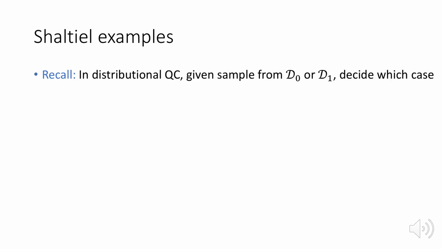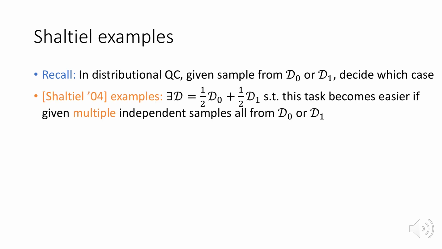To recap from the previous slide, we can think about distributional query complexity as the following task. Given an input sample from either D0 or D1, a deterministic algorithm needs to decide which is the case. It turns out, for some input distributions, this task becomes much easier if we allow query access to multiple independent samples from either D0 or D1. Such examples were studied by Shaltiel in the context of direct product theorems.